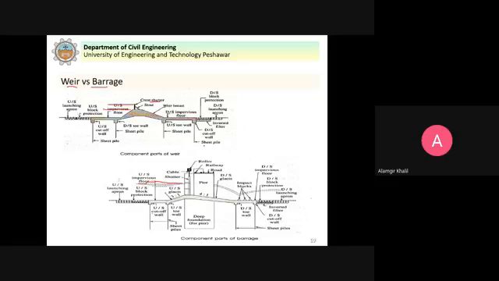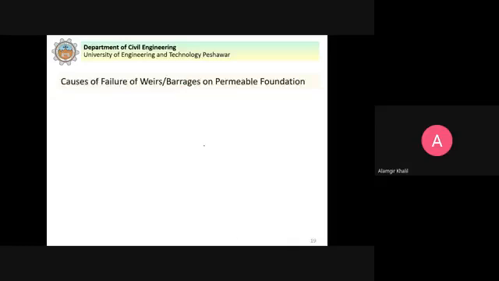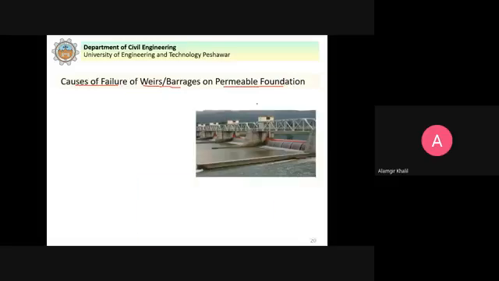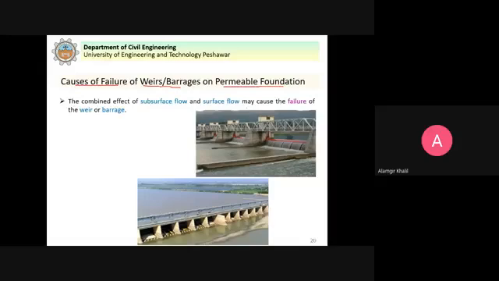So now we are going to study causes of failure of weirs and barrages on permeable foundations. What can be the causes of failure when we construct weirs, barrages, dams, also other hydraulic structures on permeable foundation. The combined effect of subsurface flow and surface flow may cause the failure of the weir or barrage.